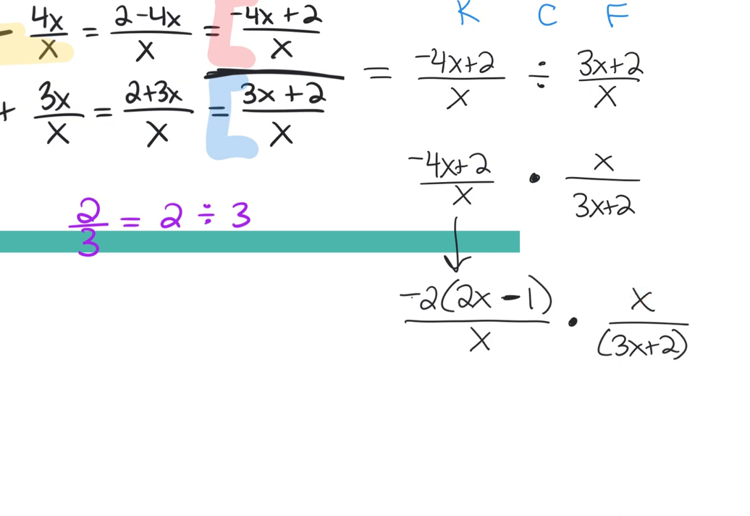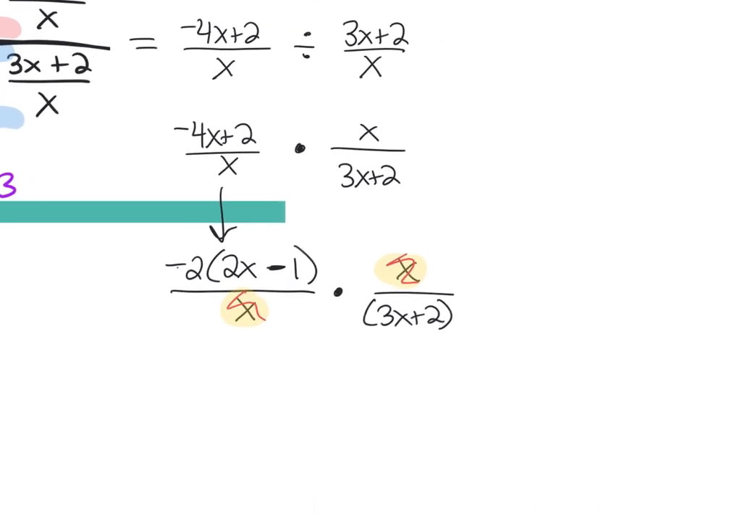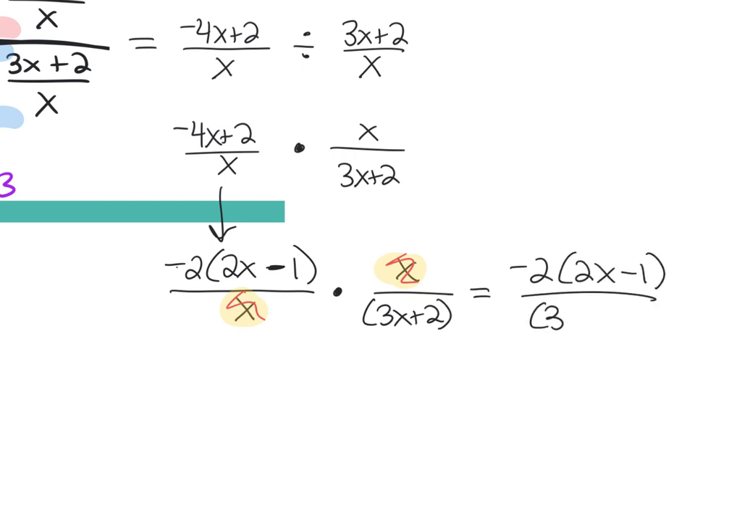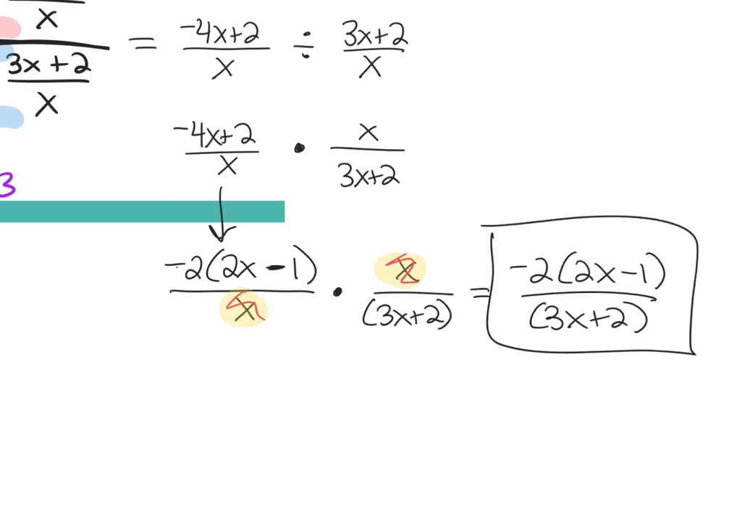Is there an x on the bottom to cancel this guy out? Yes, okay? This x and this x, one's in the numerator, one's in the denominator, so we can cancel those guys out. Nothing else can cancel, so our final answer here is going to be negative 2 times 2x minus 1 over 3x plus 2. Fully factored, nothing can cancel out anymore, so we are fully simplified.